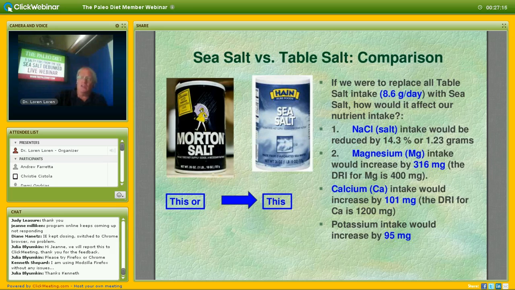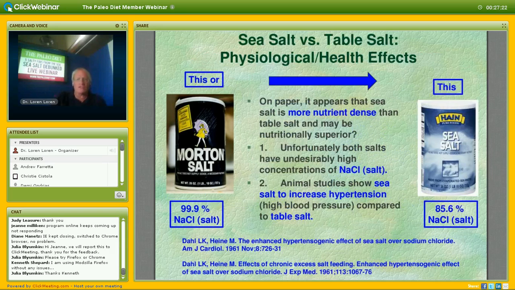But in actuality, in the human body and with animal experiments, it turns out that sea salt is even worse than refined salt. If you look at the sodium chloride concentration in sea salt, it's 85.6% salt, or sodium chloride. And if you look at it in table salt, it's 99.9% salt. So there is very little difference, and the bottom line is that both of these high sodium chloride concentrations are not good and they're undesirable.